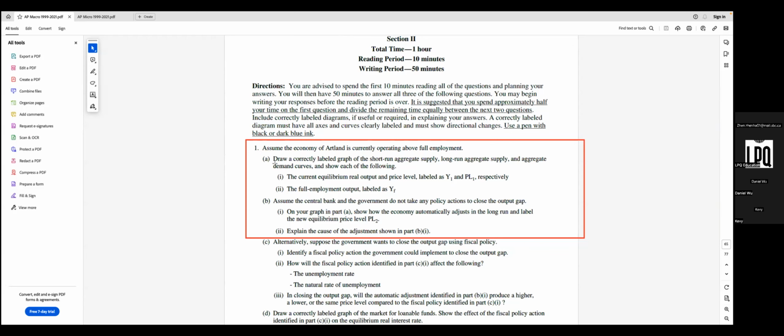Okay, so let's do question number one together. For question number one, you just need to build the AS-AD model for this country called Ireland.